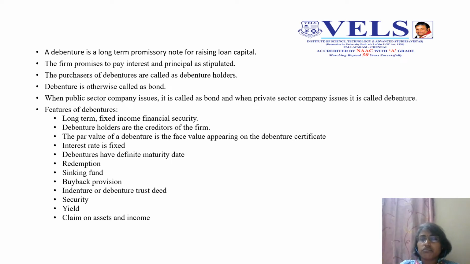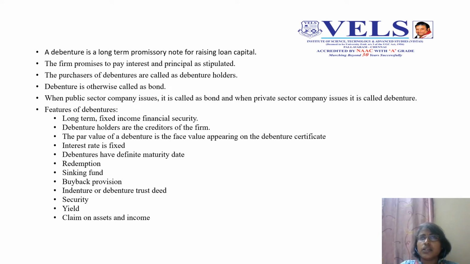Let's take a simple example. One debenture of a company is 1,000 rupees. An investor wants to buy 10 debentures of the company. So 1,000 into 10 equals 10,000 rupees. This 10,000 rupees is invested by the investor, and in turn he will receive 10 debentures of the company. Assume that this is a redeemable debenture.